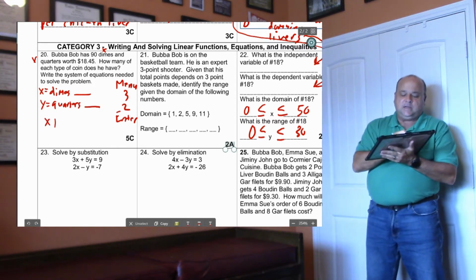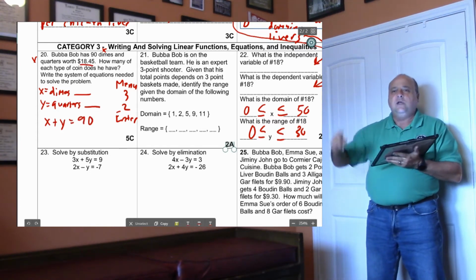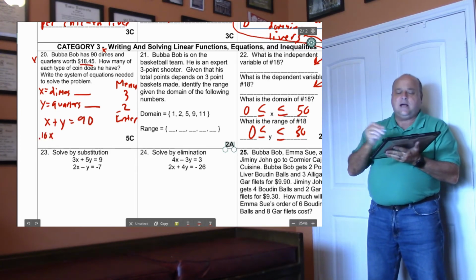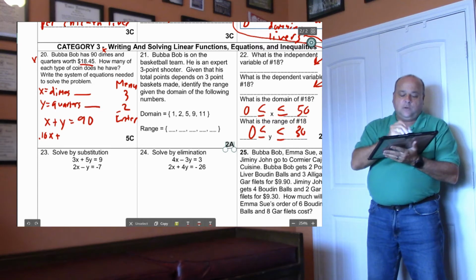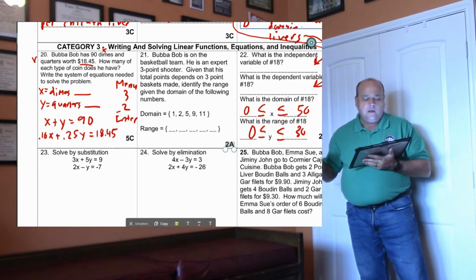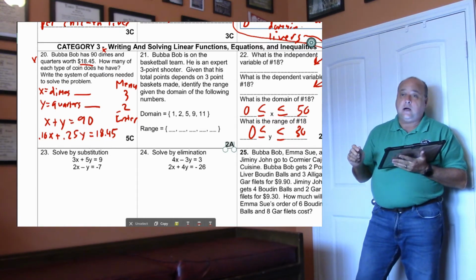So I know that X plus Y is going to be 90. I got 90 coins, and the money is $18.45. So my money equation is going to be 0.10x for a dime, plus 0.25y for the quarters, and all of the money's worth $18.45. Okay? How many of each type of coin does he have? That's going to be what comes out of your calculator.